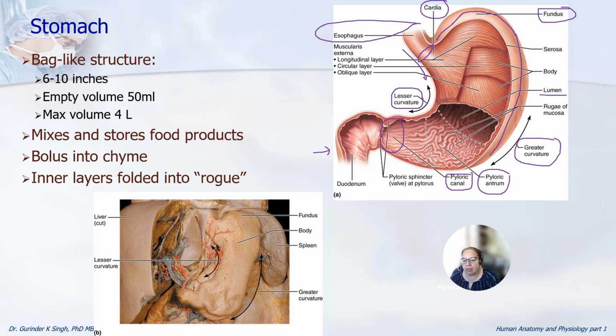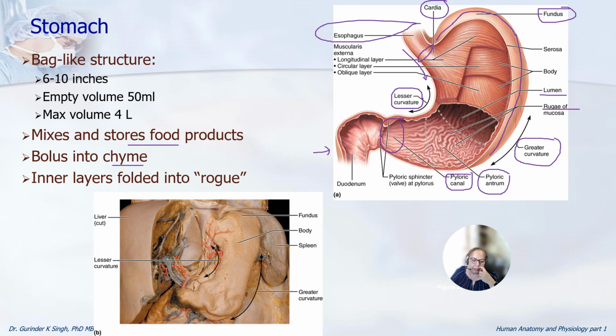When you look inside, the stomach has these folds in it, what are known as the rugae of the mucosal folds. Okay, so that's an important thing to remember. What's the major function of the stomach? The stomach's function is to mix and store the food products, and also change the bolus, which is one solid, into semi-solid liquid, what is known as chyme.